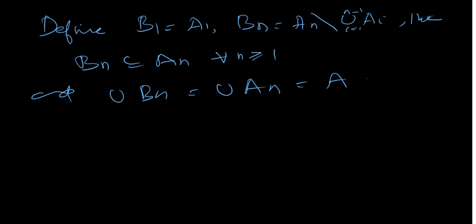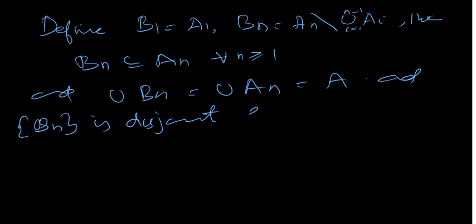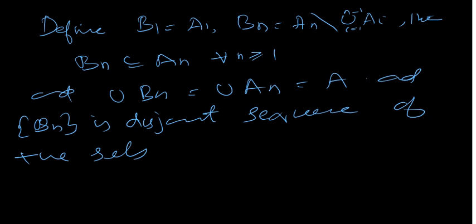Okay, this is simple. But this Bn and this Bn is a disjoint sequence of positive sets. Why is it positive? Because it's a subset of An. An is positive, so that means Bn is also positive. Any subset of a positive set is positive.